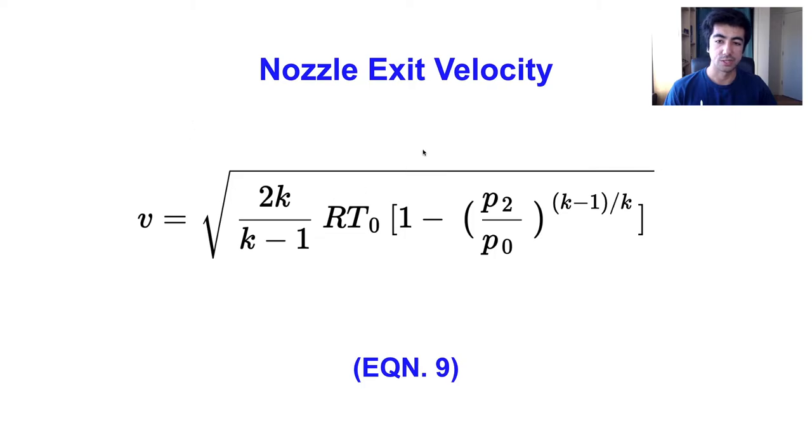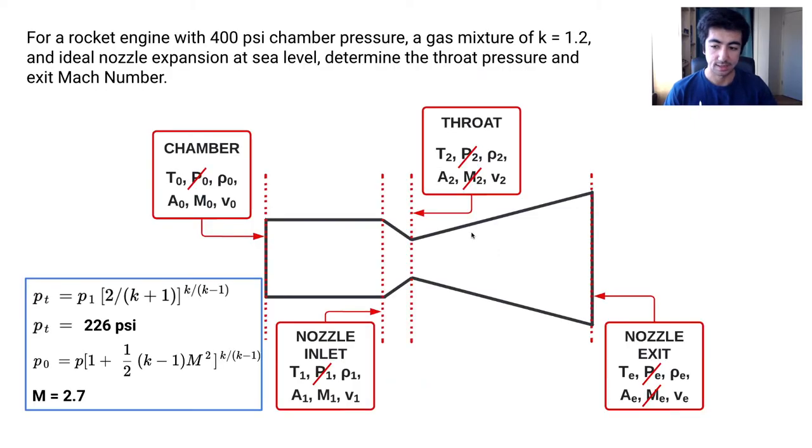One more important equation is the nozzle exit velocity. That's what we were just talking about. So this is derived from just manipulating a lot of the equations we've already talked about, like the conservation of mass, the Mach equation, and then just backing out that velocity from those equations. You can see that the velocity is a function of the chamber temperature and then that pressure ratio. So this is that same pressure ratio that we just mentioned between the chamber and the exit.